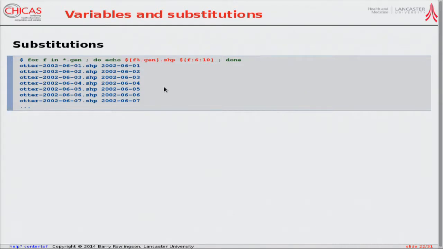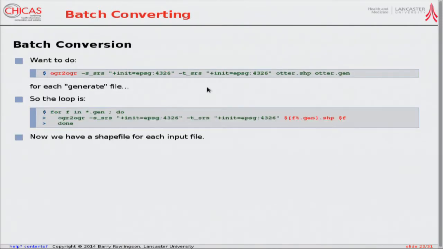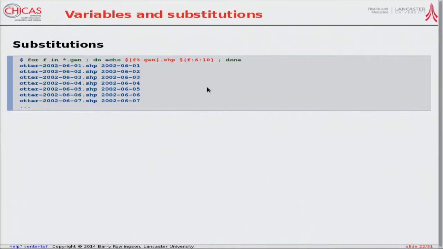What I need to do to create the shape file is to extract part of that file name and then take .gen off it and put .shape on it and generally muck around with it. And there's all sorts of hieroglyphics that you can use to manipulate parts of variable names in the shell. So these are called text substitutions. So in this case, I've extracted out from each file name that date in that format, which is quite handy.